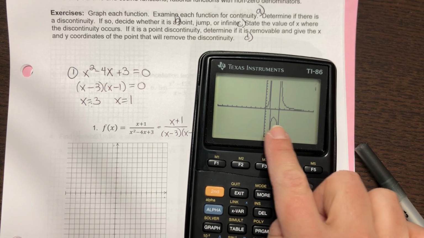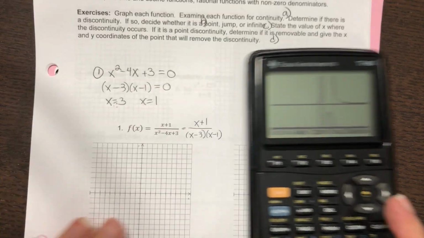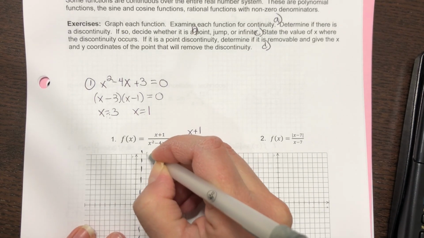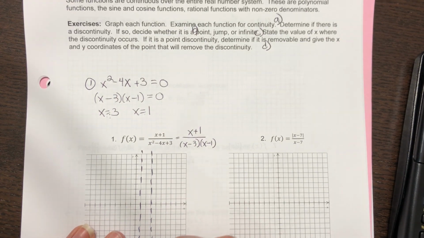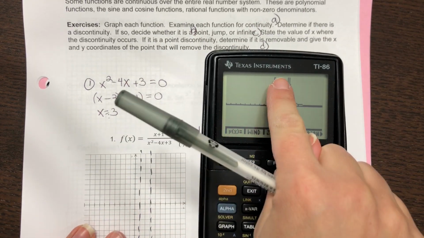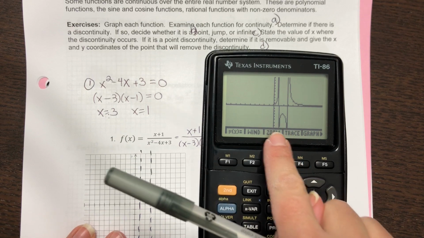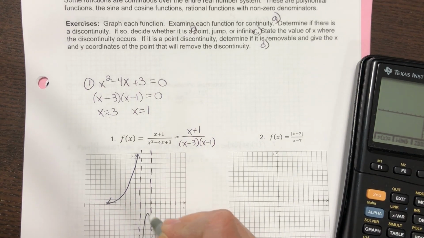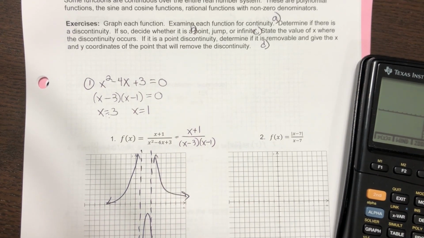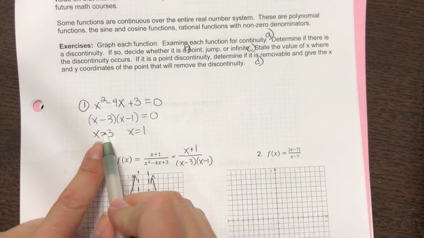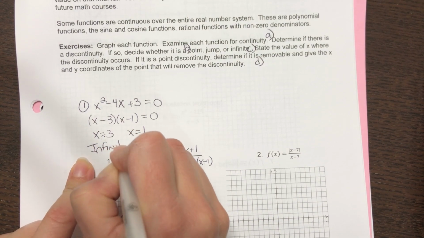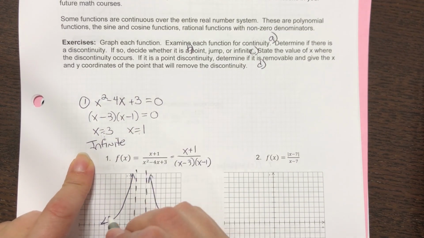Okay, so sure enough, there's my vertical asymptotes. Your sketch here doesn't have to be perfect. We just want to get a sense of what the graph looks like. So when I go to graph these pieces, I'll do the curve, the kind of parabolic shape, and then the curve. So it's like this, and then like that. So, okay. X equals 3 and x equals 1 are the discontinuities. They are infinite, both of them. And that's it. Okay, number 2.